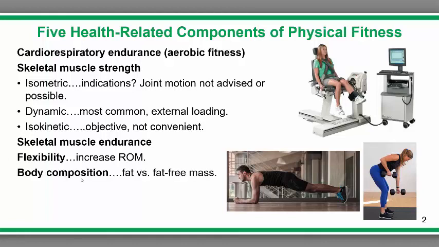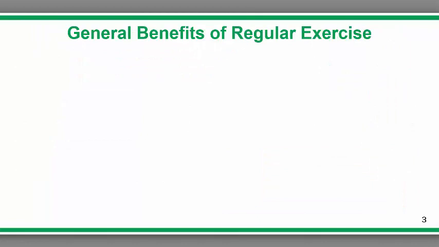And the fifth component is the development or alteration in a person's body composition. And this is just simply summarized as a person's fat mass versus their fat-free mass. And so one of the goals of physical fitness is to transition the amount of tissue away from fat over towards fat-free mass, and that's referring specifically to the development of muscle tissue, skeletal muscle tissue. There are a number of general benefits of regular exercise.